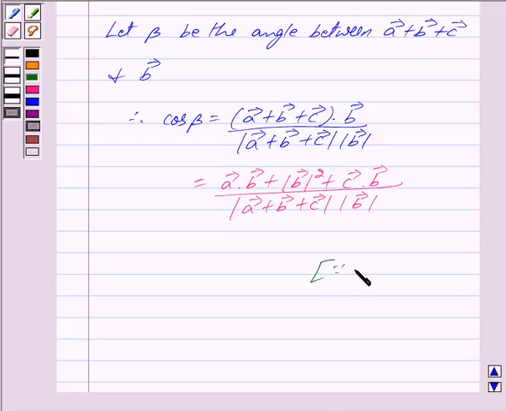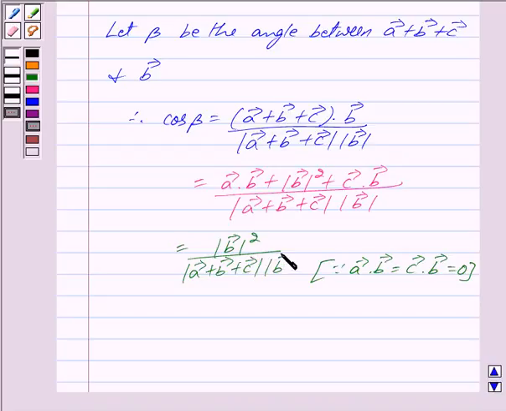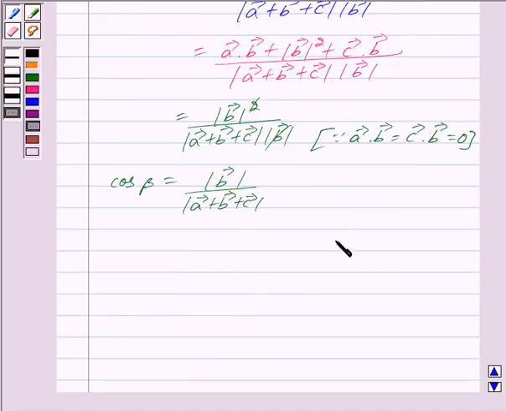Now, since vector A dot vector B is equal to vector C dot vector B, which is equal to 0, therefore here we get this is equal to mod of vector B square upon mod of vector A plus vector B plus vector C into mod of vector B, and we get cos beta is equal to mod of vector B upon mod of vector A plus vector B plus vector C. Now, since mod of vector B is equal to mod of vector A, this is given to us, this implies cos beta is equal to mod of vector A upon mod of vector A plus vector B plus vector C.